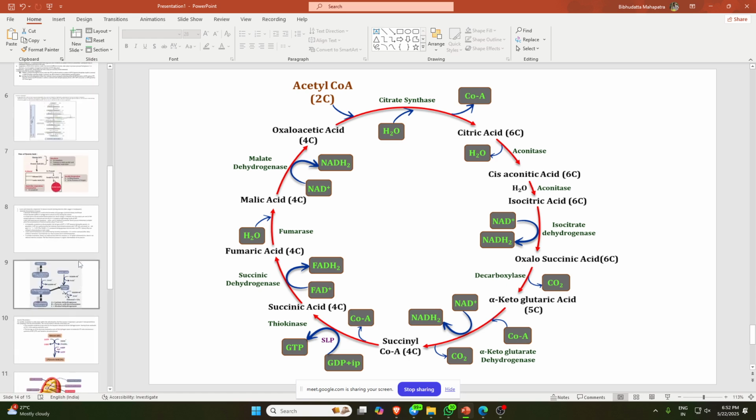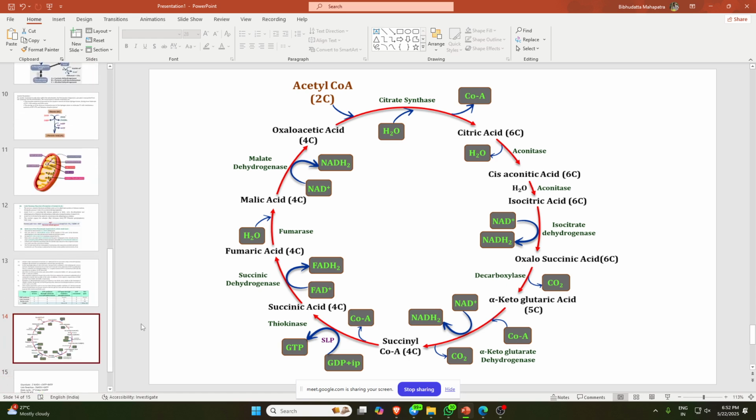I think the concept is understood. This Krebs cycle, any doubt? You can clarify over here. Any doubts?